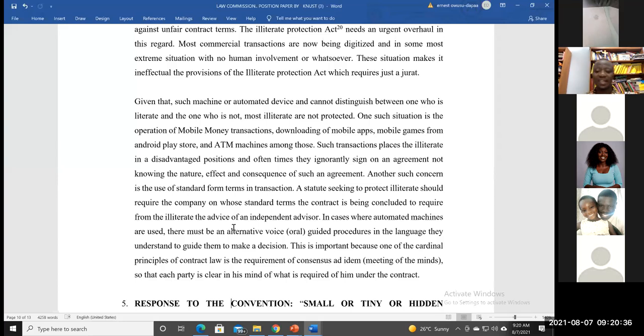Or do you think that as far as illiteracy is concerned, there is no need for any rethinking of the position of our law so as to ensure more fairness and protection for weaker parties, or protection for illiterates when it comes to contractual transactions? What do you think? Any thoughts?